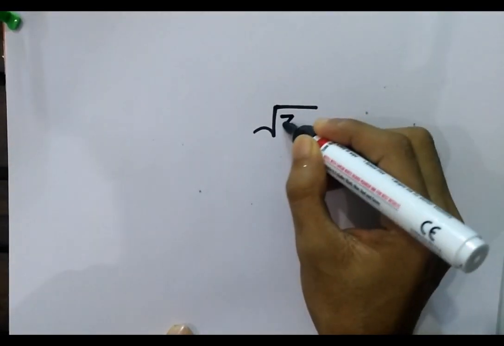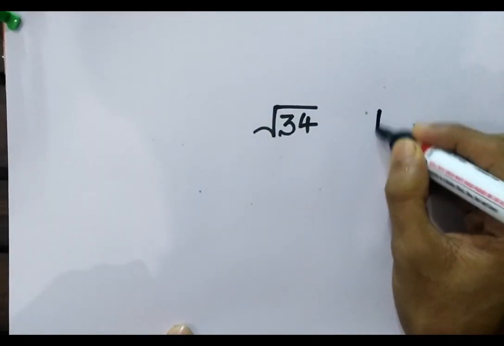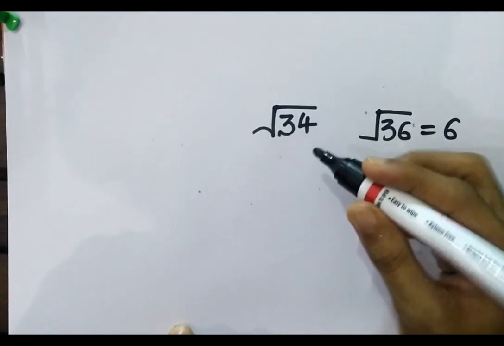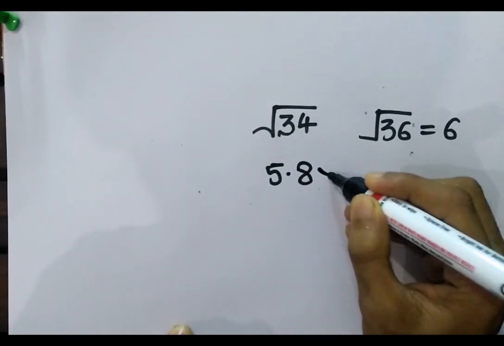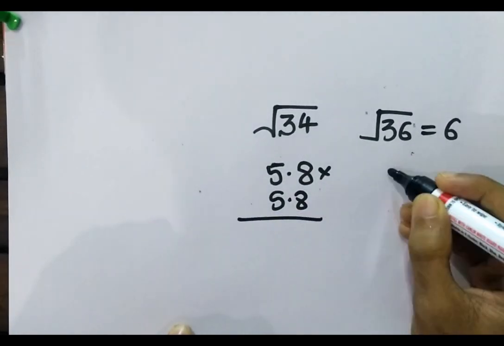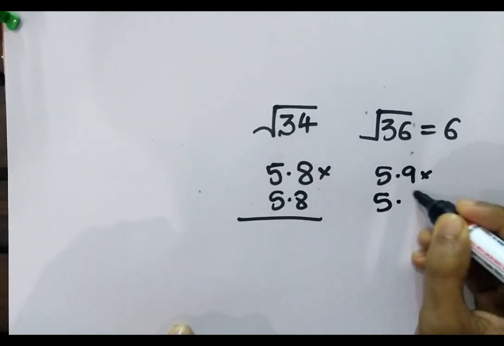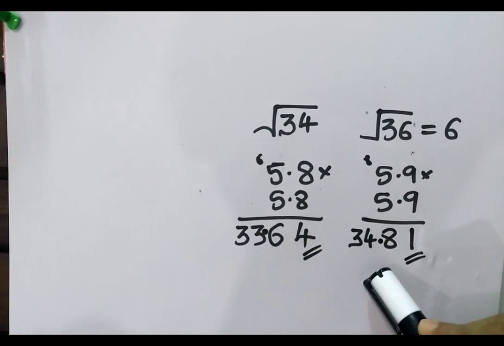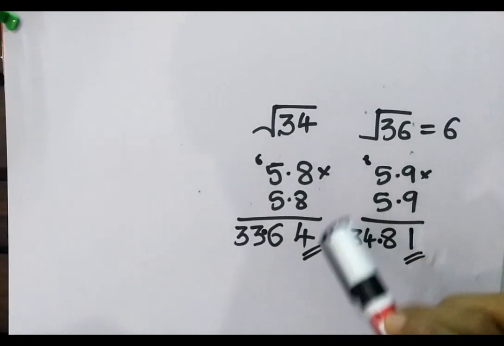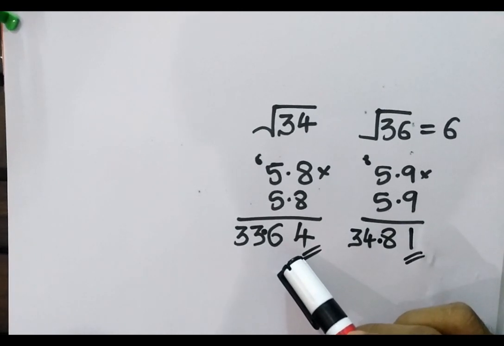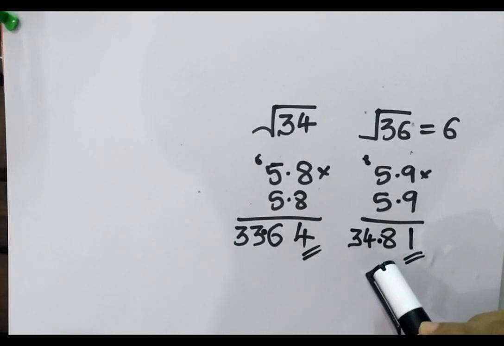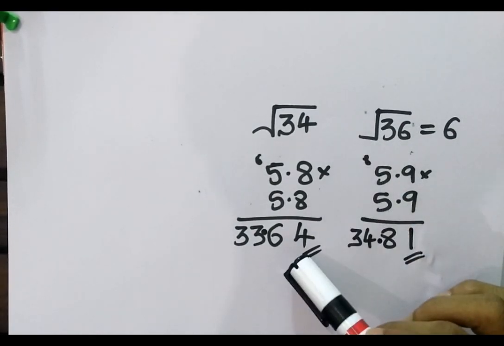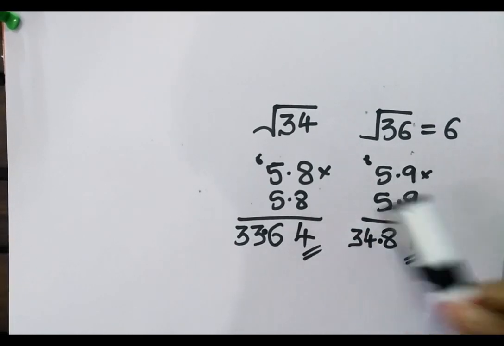So now they are asking us to find the first approximation of root 34. Everyone knows that root 36 is equal to 6, so this is very close to 6. We'll take 5.9 as well as 5.8 and multiply them: 5.8 times 5.8 and 5.9 times 5.9. So the answers are 33.64 and 34.81. So which one is very close to 34? If you see, here there's a difference of 0.36 and here there's a difference of 0.81. If we subtract 0.81, we get this answer, and here we just have to add 0.36. So the closest answer is 5.8.